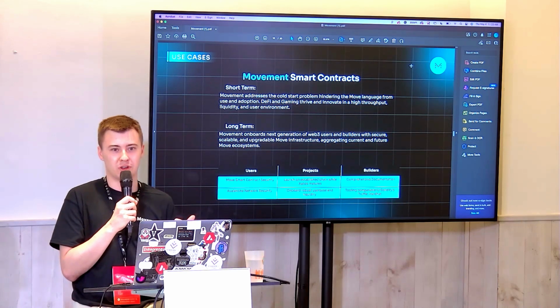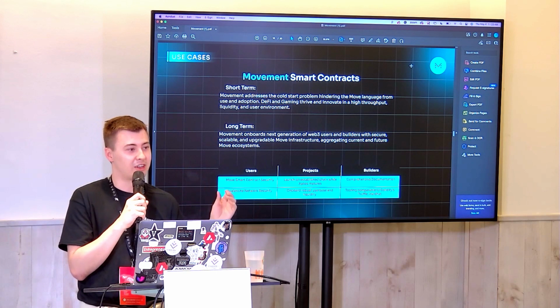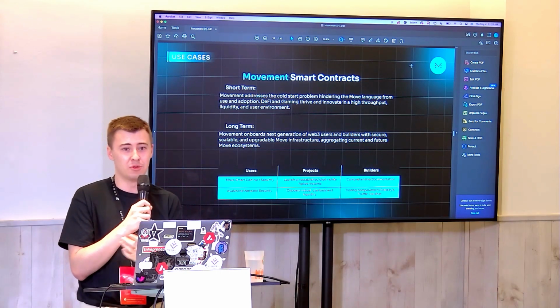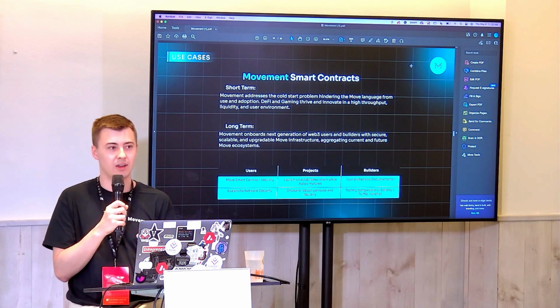For builders, we're going to be creating a large swath of comprehensive documentation to make it easier to pick up the Move language, to make it easier to build Move applications, and to bring it to market with tooling.